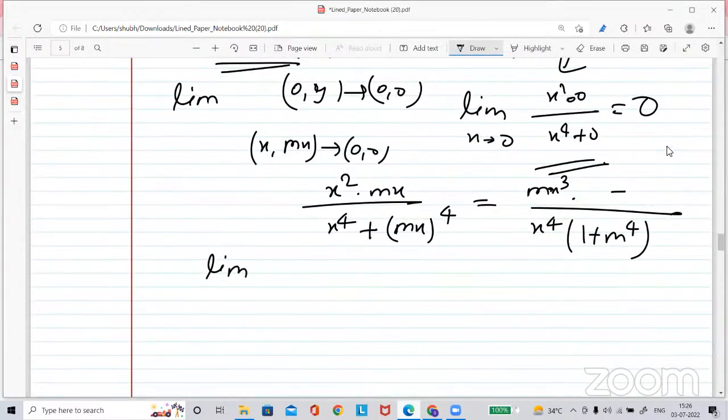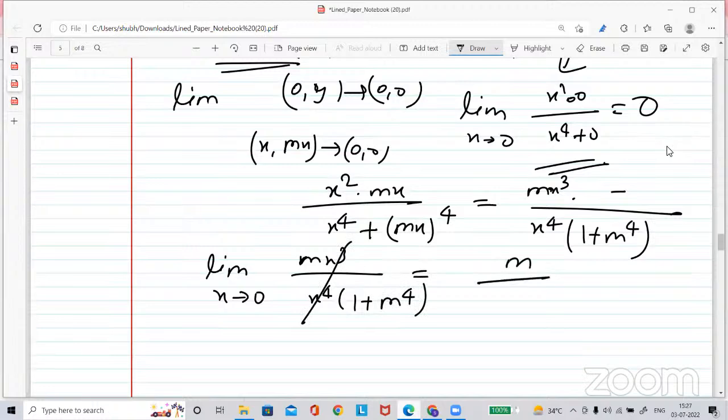So your limit will now look like this. As (x, y) goes to 0, only the x variable remains, so x approaches 0, m x cubed upon x to the power 4 times (1 plus m to the power 4). You can cancel out x here. See that now, if you want to take the limit of it, it does not exist. You have x in the denominator itself. If you substitute here, the value is going to be infinite.